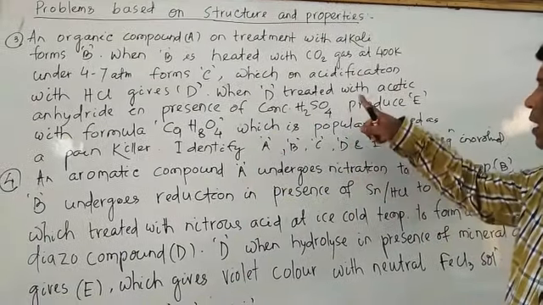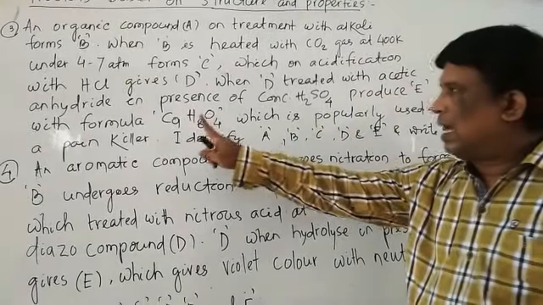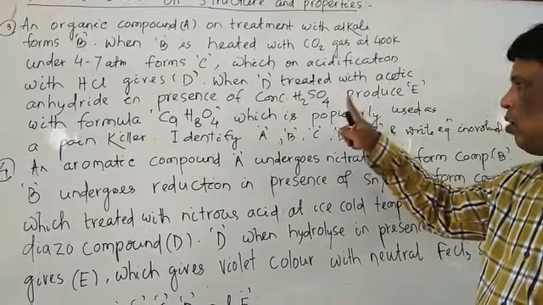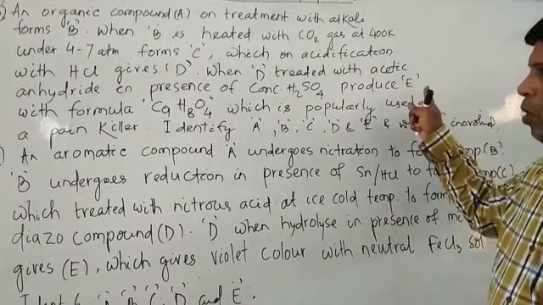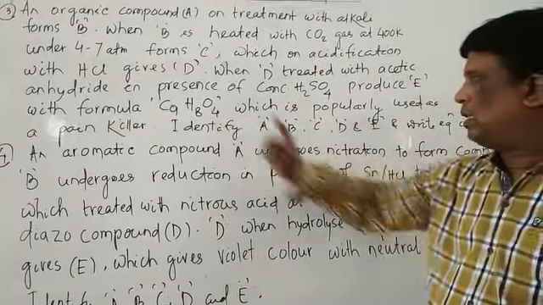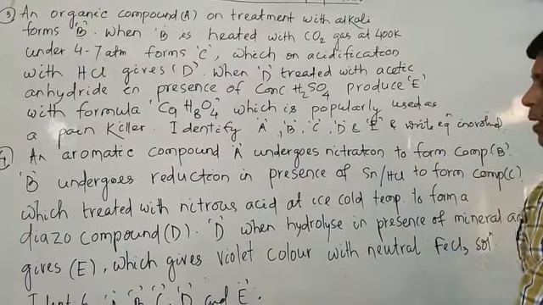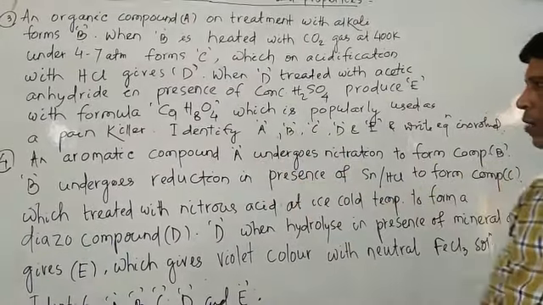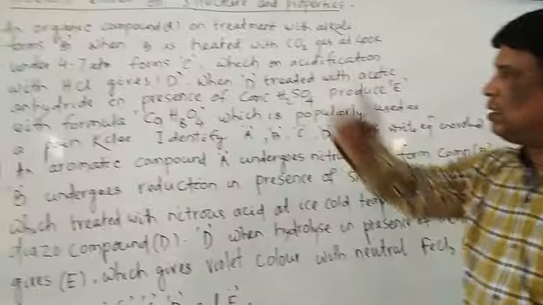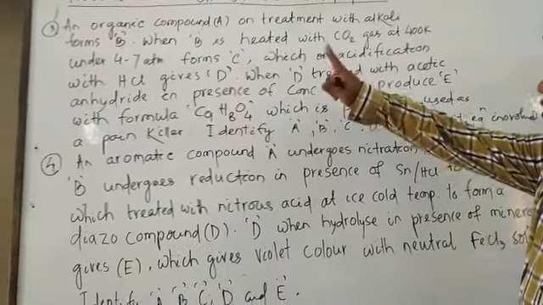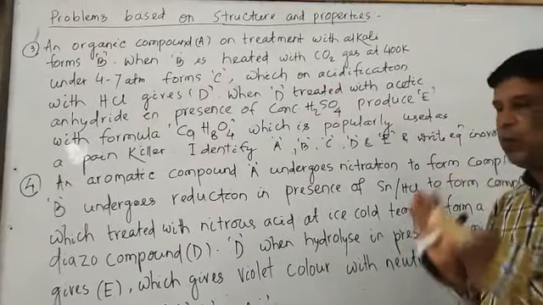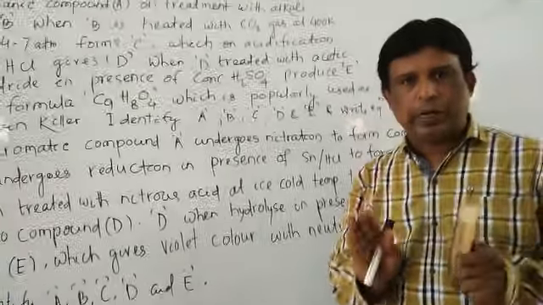When D is treated with acetic anhydride in the presence of concentrated sulfuric acid, it produces E, which has a formula that is popularly used as a painkiller. Identify A, B, C, D. So mark this first line. I repeat again, this problem is based upon the chapter on phenol only.